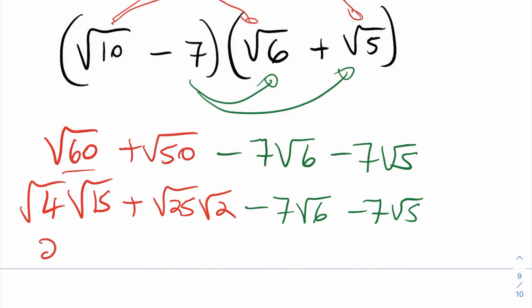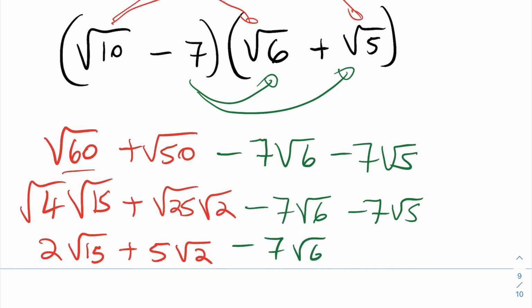So we get 2 square roots of 15 plus 5 square roots of 2 minus 7 square roots of 6 minus 7 square roots of 5. And that would be the final result after simplification.